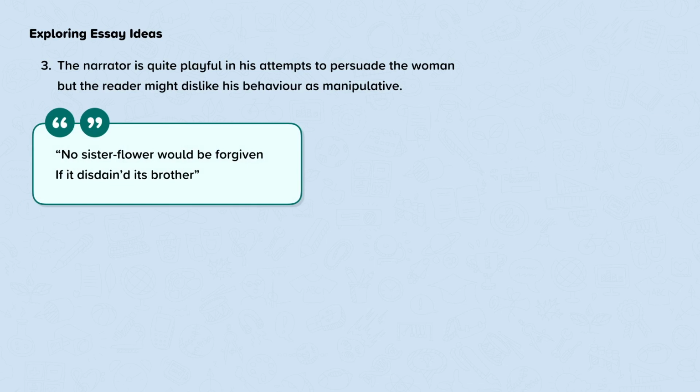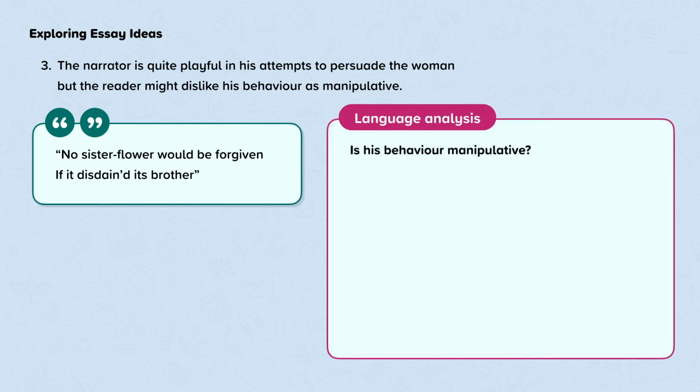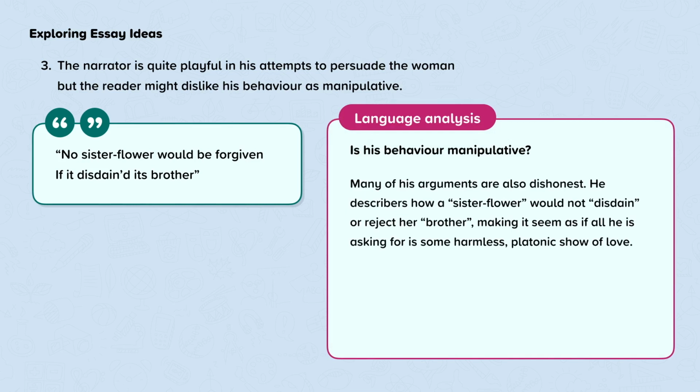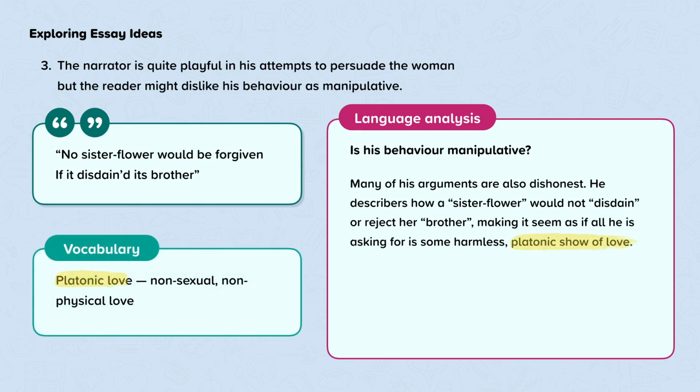No sister flower would be forgiven if it disdained its brother. Now, let's bear in mind our main essay idea, that the narrator is quite playful in his attempts to persuade the woman, but the reader might dislike his behaviour as manipulative. Many of the speaker's arguments are also dishonest. He describes how a sister flower would not disdain or reject her brother, making it seem as if all he is asking for is a harmless, platonic show of love.